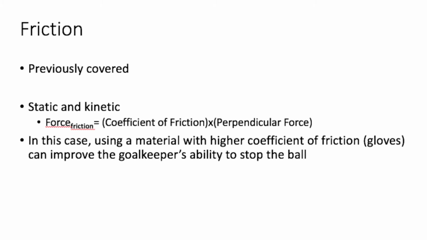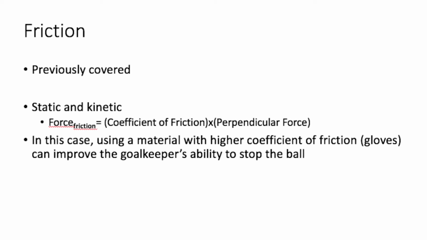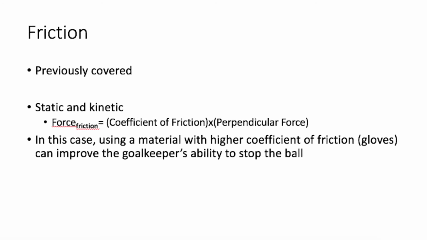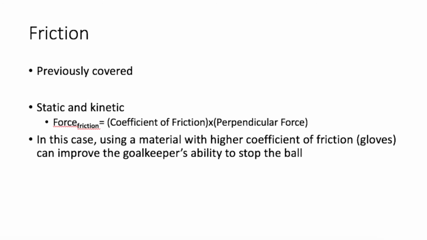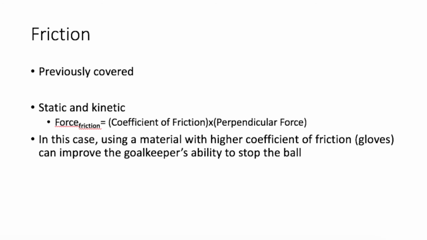In this case, using a material with a higher coefficient of friction, such as gloves, can improve the goalkeeper's ability to stop the ball. This, paired with an increase in acceleration and a decrease in electromechanical delay, can improve the goalie's ability to efficiently block the ball and prevent a goal.